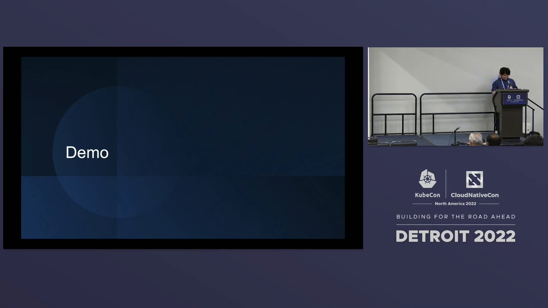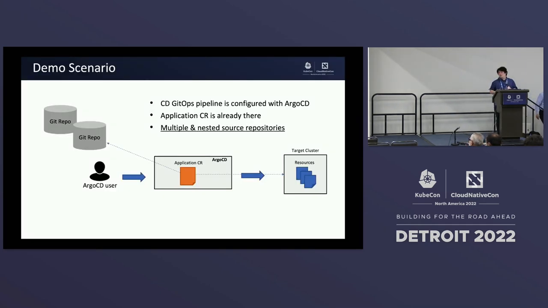Okay, so let me start my demo. I will show how Argo CD users can protect their own CD GitOps pipeline with Argo CD Interest. During my demo, let's assume that I am an Argo CD user, and I have already configured my CD GitOps pipeline with Argo CD. On the top left side, these source repositories are synced into the target cluster based on my application CR. The point here is that the source repositories can be multiple and nested. This means the source repositories in CD GitOps could have very complicated dependency relationships.